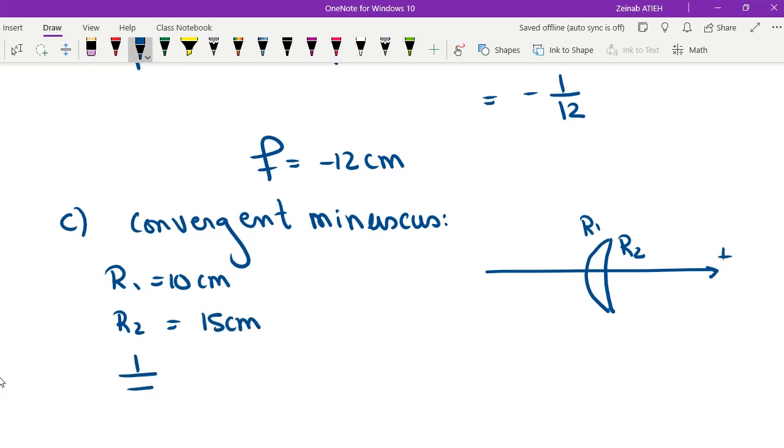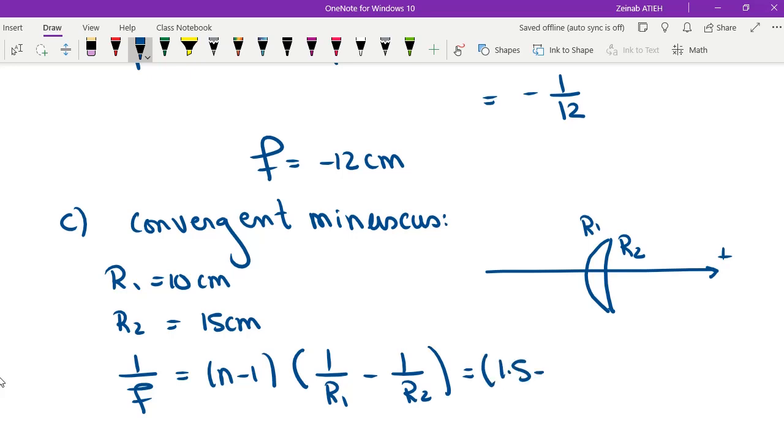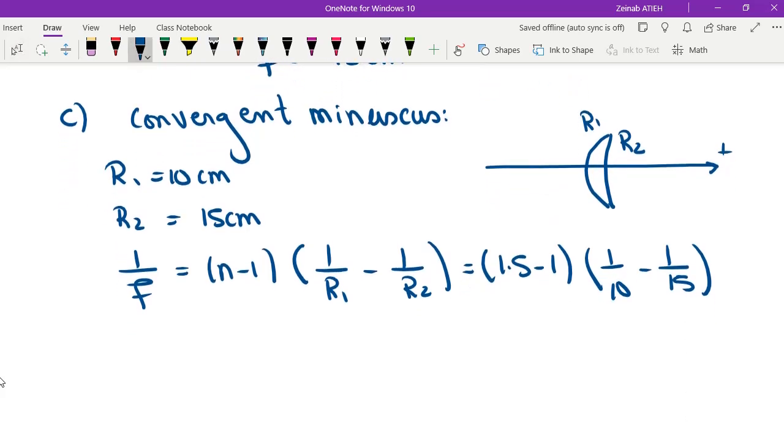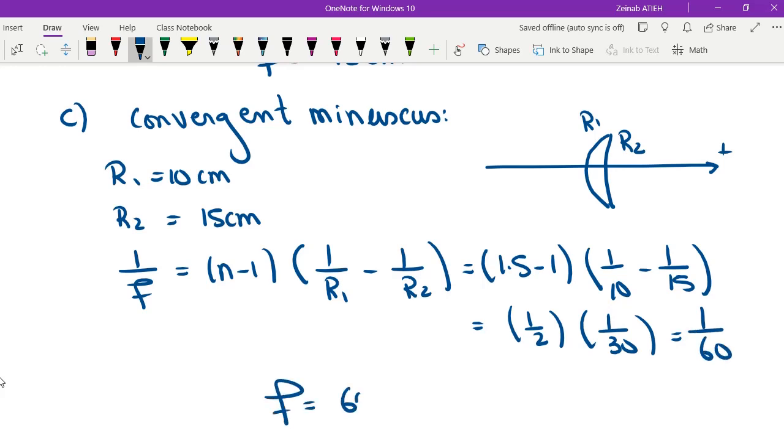So we will get 1 over F equals n minus 1 times 1 over R1 minus 1 over R2. We just substitute, but at the end we must get F positive. Okay, remember that. So 1.5 minus 1, times 1 over 10 minus 1 over 15. We will get half times 1 over 30, which will give us 1 over 60. So F is equal to 60 centimeter. And this is the focal length.